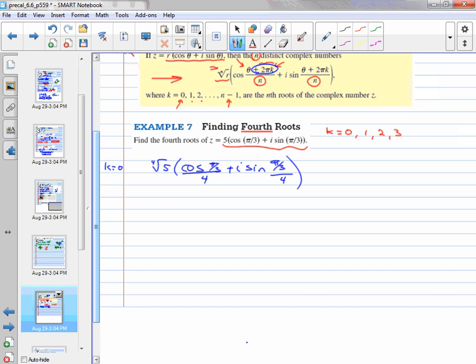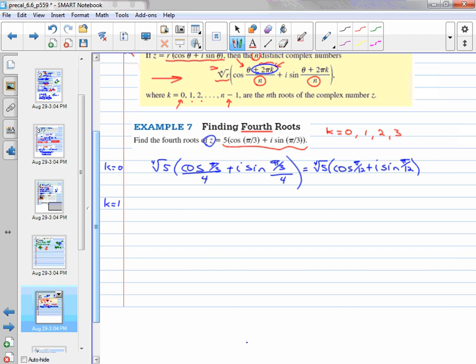With k equals 0, there's nothing to add to our angle. So if I take this problem, and we'll take the 4th root of 5 later on, I get the 4th root of 5 cosine of pi over 3 divided by 4, which would be pi over 12, plus i sine pi over 12. That is the first 4th root of this number.